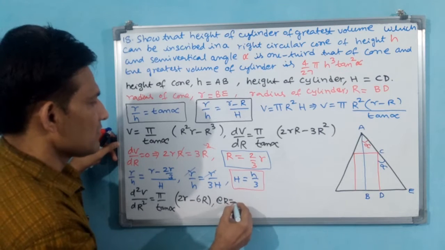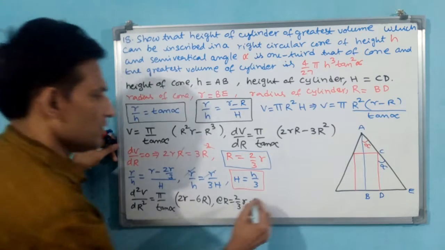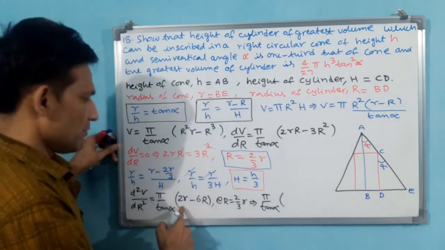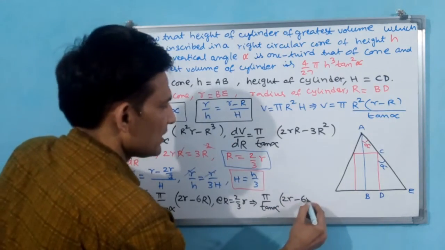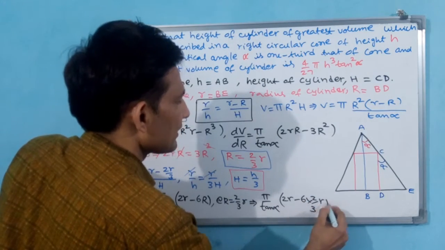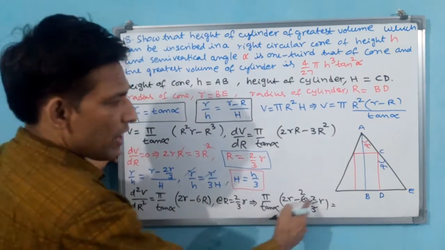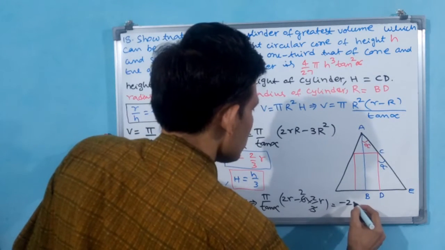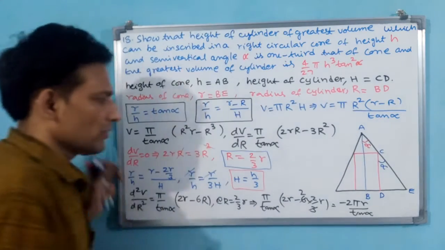At R is equal to 2 by 3 r implies. Okay. You see, pi by tan alpha like this only. But 2r is normal only, minus 6 into R. Capital R is how much? 2 by 3 r. You see, 2 times will go. That is equal to 2r minus 4r, which is minus 2r, so minus 2 pi r by tan alpha. Is it okay?